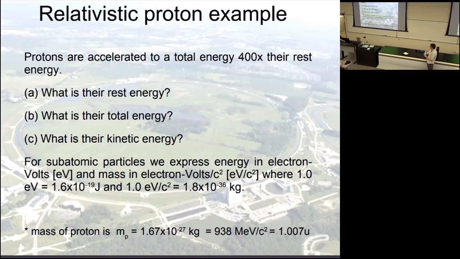One electron volt is this tiny fraction of a joule, 1.6 times 10 to the minus 19 joules. One electron volt over c squared, the unit of mass, is this tiny fraction of a mass, 1.8 times 10 to the minus 36 kilograms. Finally, one piece of information we're going to use is the mass of a proton. The mass of a proton is a very small fraction of a kilogram. It's 1.7 times 10 to the minus 27 kilograms. That's one way we could express the mass. We'll see that a handier way is these units of eV/c². Here is the mass, 938 million electron volts over c squared. So that's the way we're going to work with the mass.